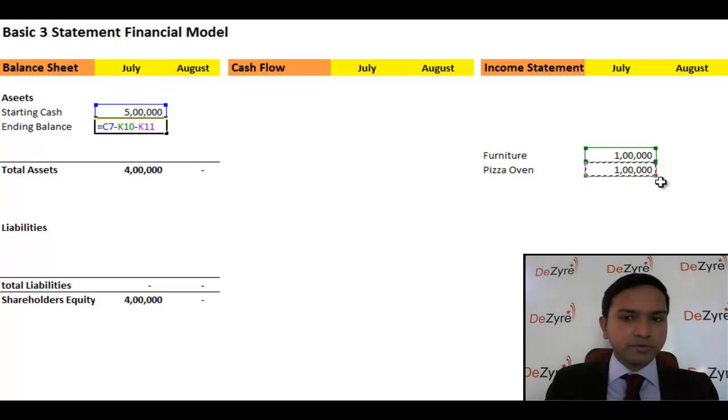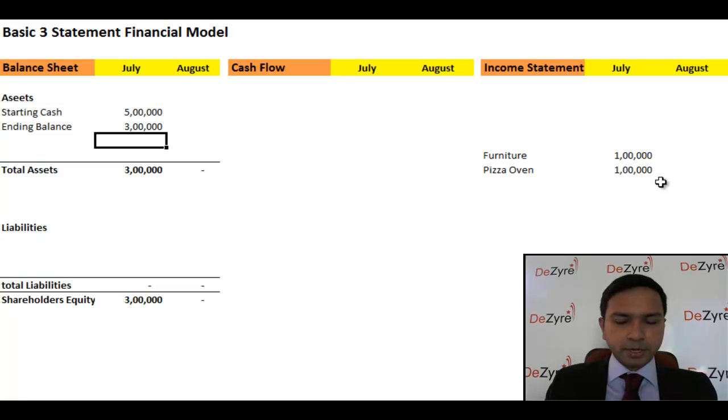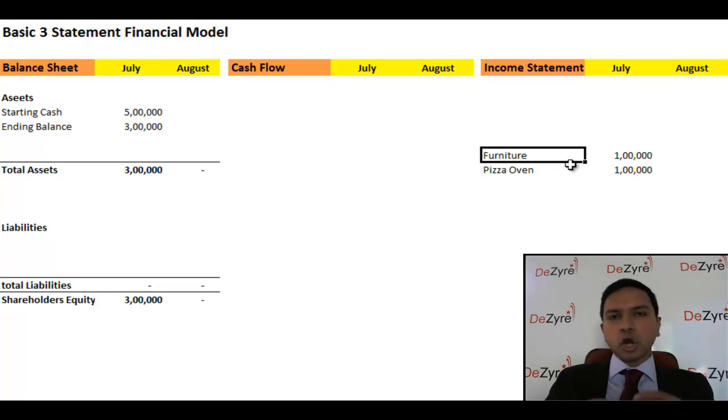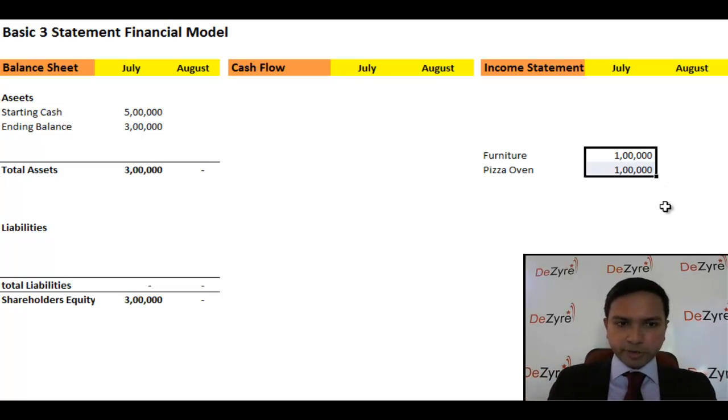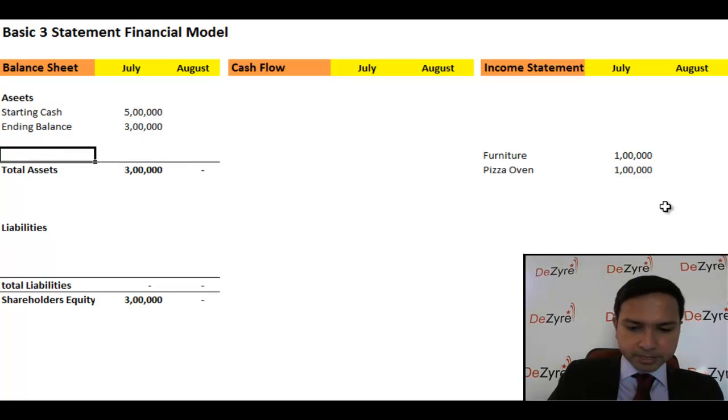There is something. If you are paying attention, you probably realize we missed doing something with furniture. Furniture is a long-term asset. The value of the furniture is over a period of time. Similarly for a pizza oven. So we are supposed to capitalize these expenses. We are not supposed to put down these expenses as 1 lakh in the first year itself, right? You remember that, right?